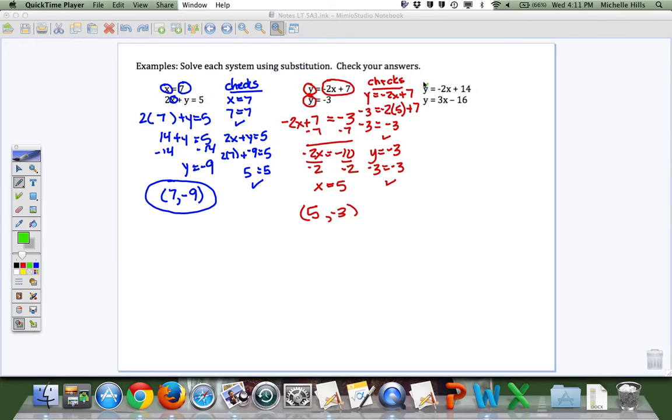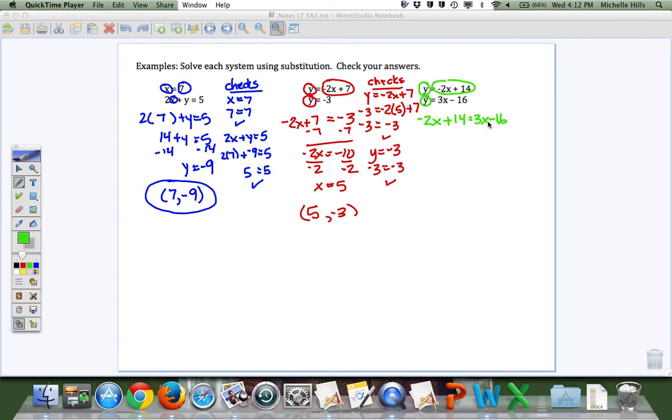My third equation, y, has a value of negative 2x plus 14. So where I see y in the other equation, I'm going to substitute negative 2x plus 14. Notice everything outside of that circle is going to be recopied, so equals 3x minus 16. Now I am going to speed up my work a little bit. I'm going to talk you through it though.